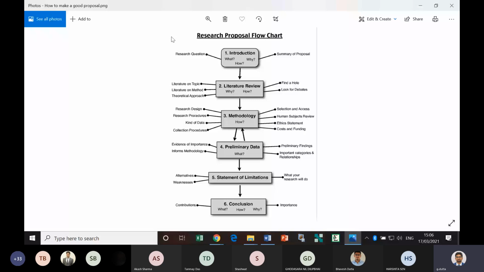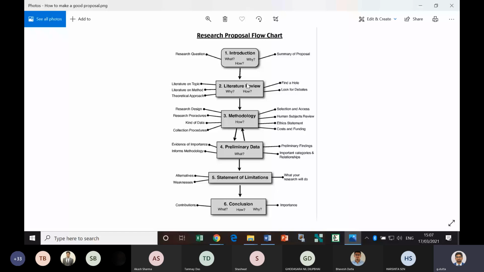Then you have to write some introduction of your work. Introduction means this kind of point can come, like some research question. So in your introduction, you have to mention a summary of your proposal, I mean, what you are going to do. So this kind of thing.